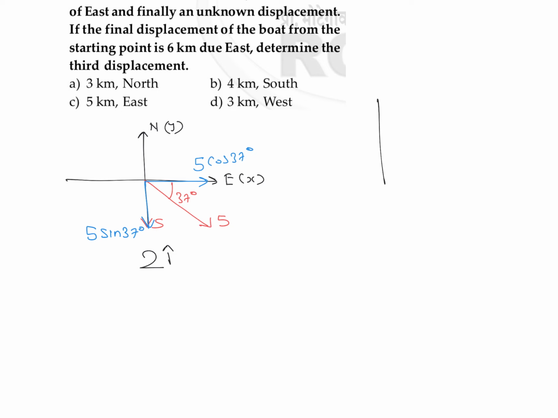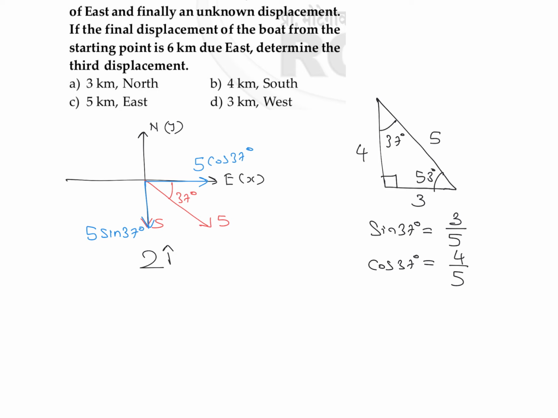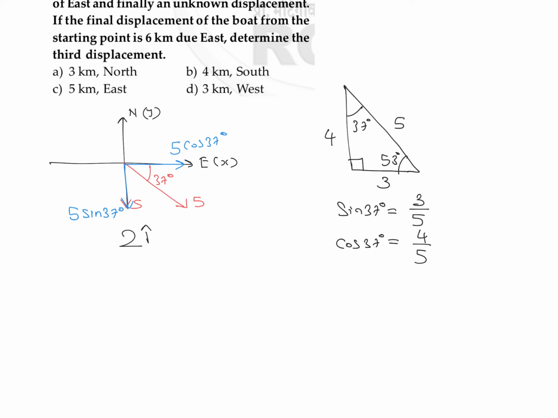If anyone is not sure about the value of 37, just remember that if you have a triangle with sides 3, 4 and 5, this angle is 90 degrees, the angle opposite to 4 is 53 degrees, and the angle opposite to 3 is 37 degrees. So sin 37 is the opposite side 3 divided by the hypotenuse 5, and cos 37 is the adjacent side 4 divided by the hypotenuse 5. Using this we can resolve the vectors into components.